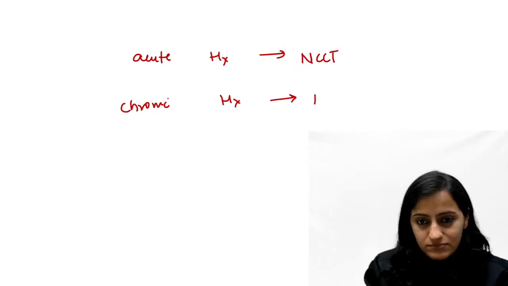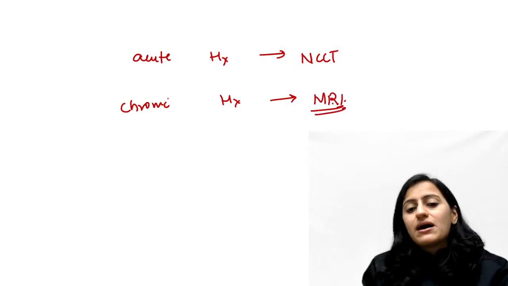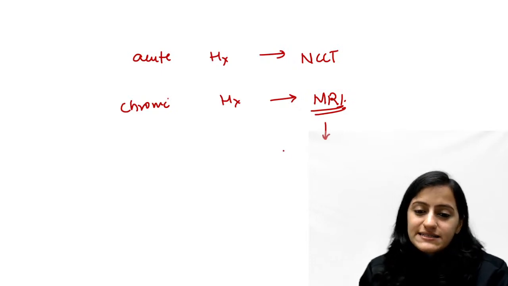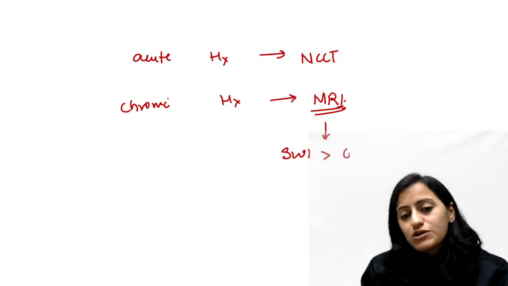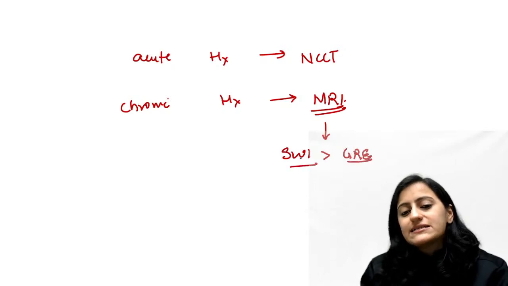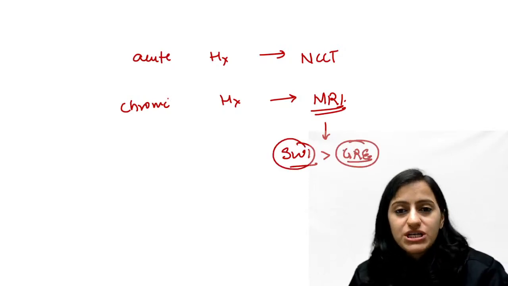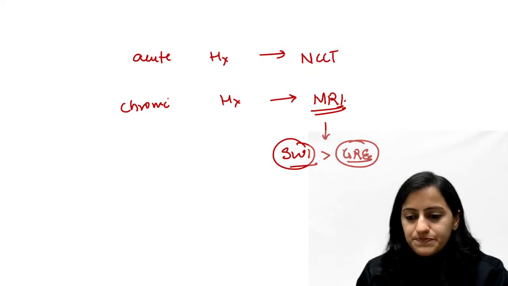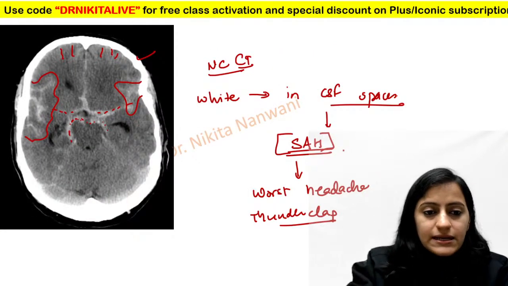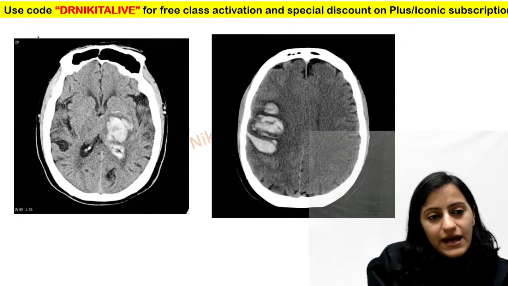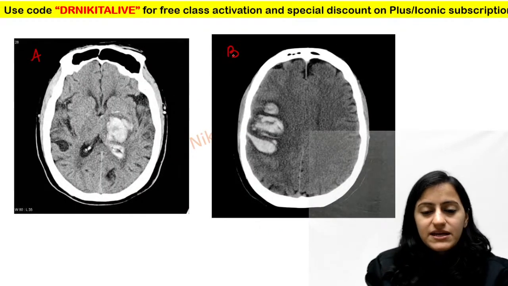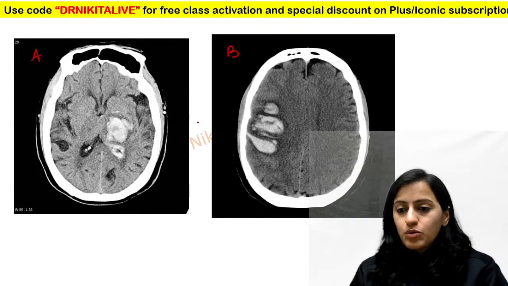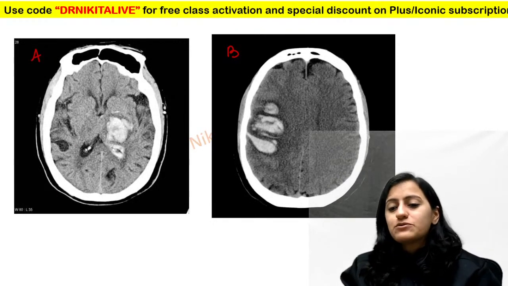Okay. Chronic hemorrhage is MRI. What sequence of MRI? Important for NEET PG INI-CT students. Either SWI or GRE. Susceptibility weighted imaging or GRE is the sequence used for chronic hemorrhage identification. Alright. Let's see the next one now. Identify the investigations first. A and B, CT or MRI. What is this? Both CT, both MR, one CT, one MR. What is this?